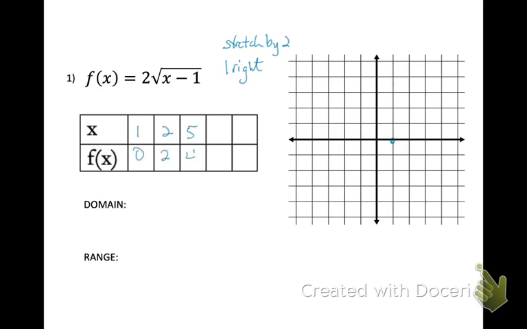Then plug in other x values and graph those, and you have a little half curve that goes up and to the right. So the domain are all the x's that are being used to create the curve, and you can just look above the curve to see that it's the x values that are greater than or equal to 1. And the y values that are being used to create this curve are all the y values that are greater than or equal to 0. So we have a limited domain and range.